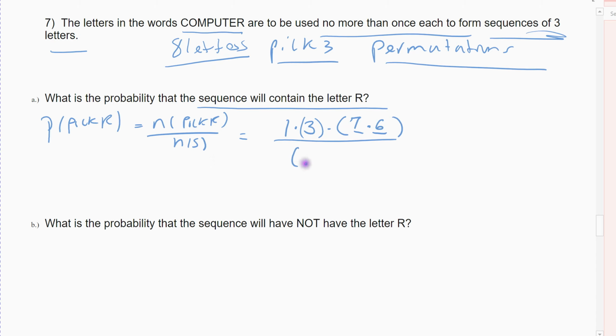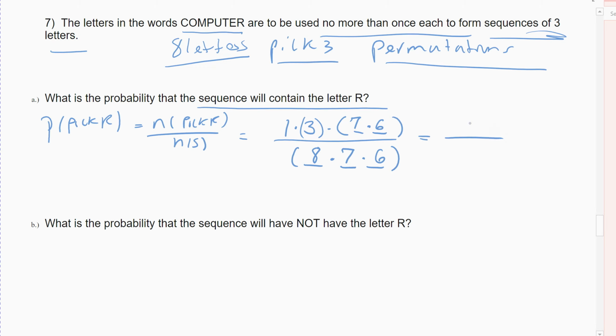Then the universal set would mean I pick any 3 to form my sequence. Well, any 3 would mean I had 8 choices for my first pick, 7 choices for my second pick, and 6 choices for my third pick. So my universal set is the product 8, 7, 6, or you could use permutation. It'd be permutation. I'm selecting 3 letters out of 8. You could find it that way too. It does this multiplication for you. Again, it's up to you how you want to do it.